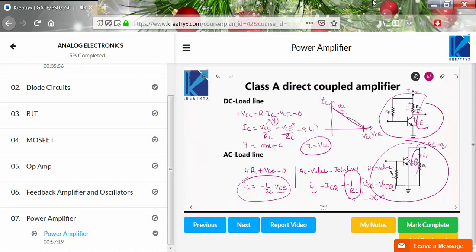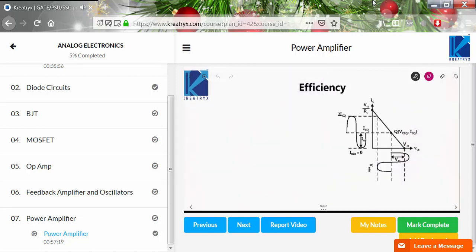Now I am showing both lines here. See here, both the AC load line and DC load line are the same. In case of class A, I already told the Q point is located in the middle of the load line, so that the signal varies equally. So the output is distortionless. Here the output varies equally, both output voltage and current.